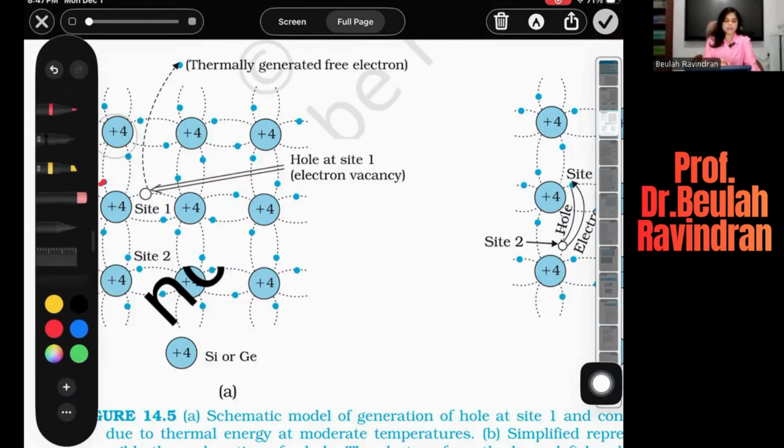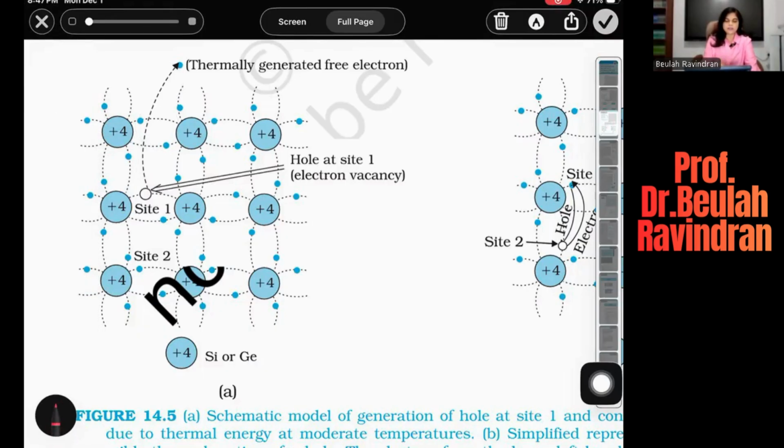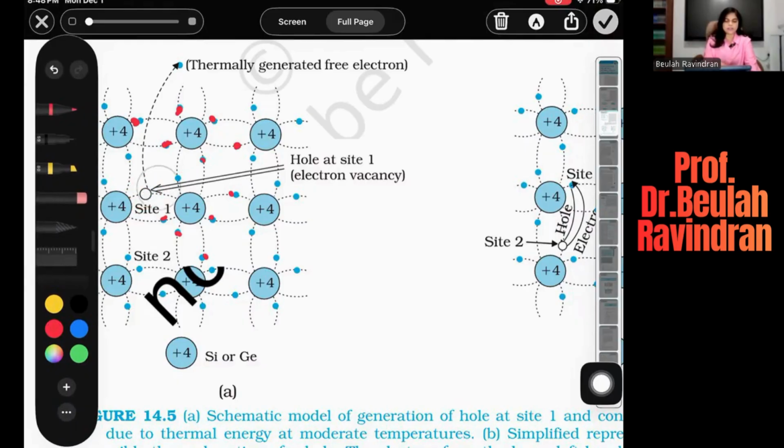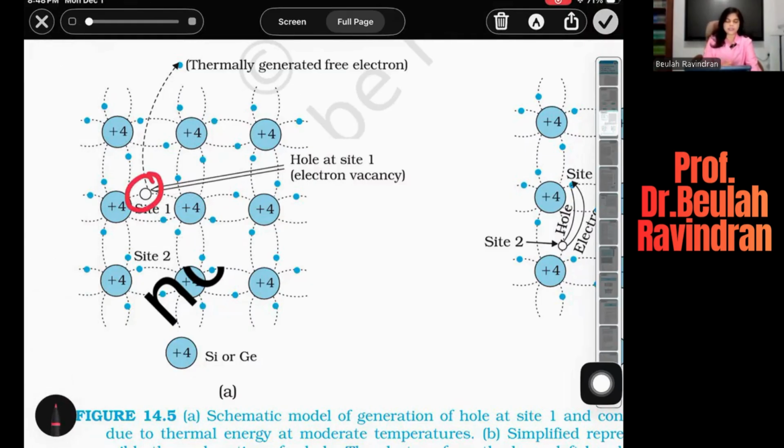If you look at the center, see, two, like that. Here you may find the hole, right? Since the electron leaves this particular site, it creates a hole here. This plus sign indicates either silicon or germanium. So thermally generated free electrons are there. This is how it is bonded, like a covalent bonding.